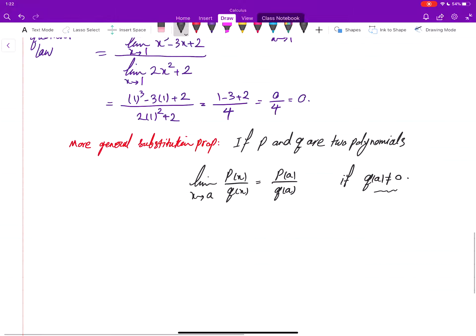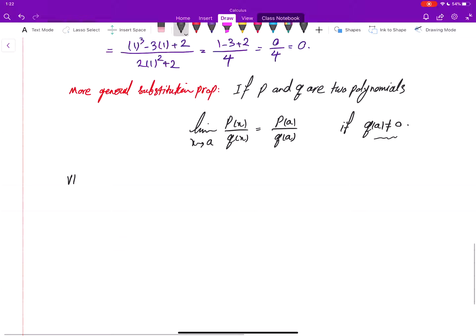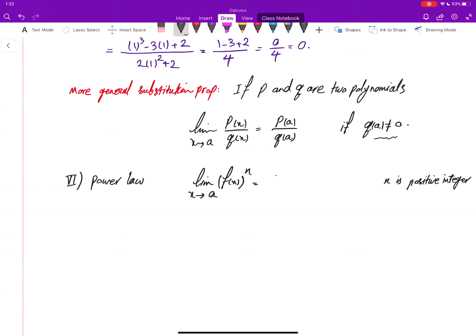Now we get law 6, which is called the power law. If you have, again, the limit of f(x) is L1, then the limit of f(x) to the power n as x goes to a, where n is a positive integer, is going to be L1 to the power n. So the limit of a power is the power of the limit.